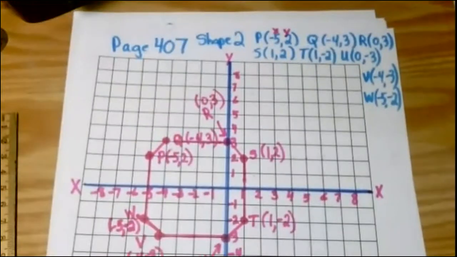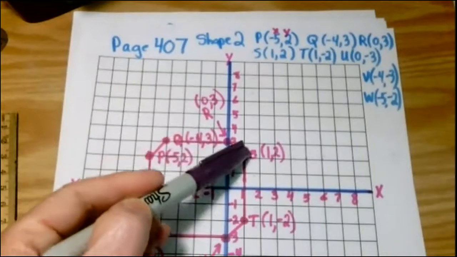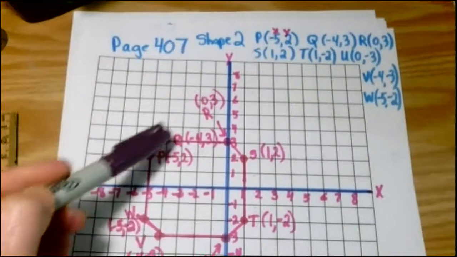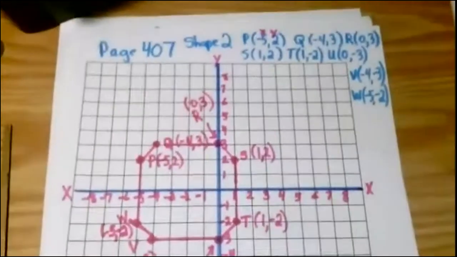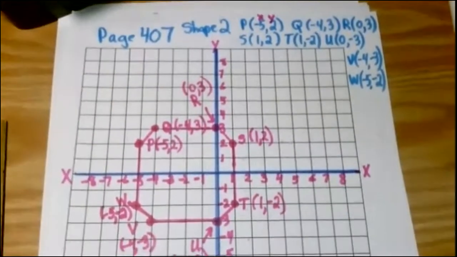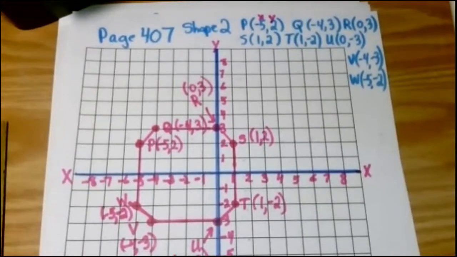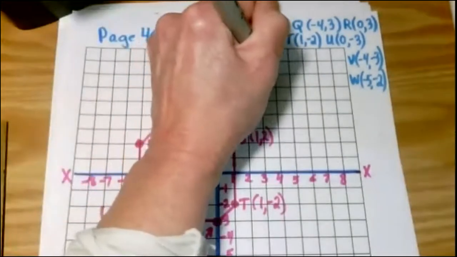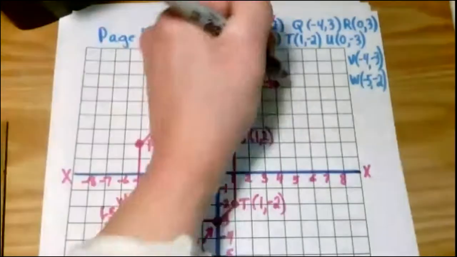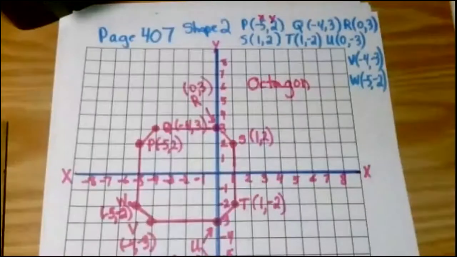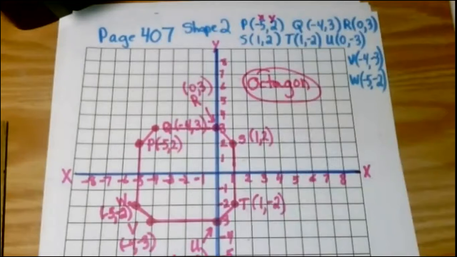All right, what kind of shape do you have? That's the second question. That's letter B. How many sides do we have? How many vertices? 1, 2, 3, 4, 5, 6, 7, 8. What is an 8-sided figure called? Well, what is an 8-legged creature called in the ocean? Right, that's an octopus. So this is an octagon. So that was letter B on page 407.